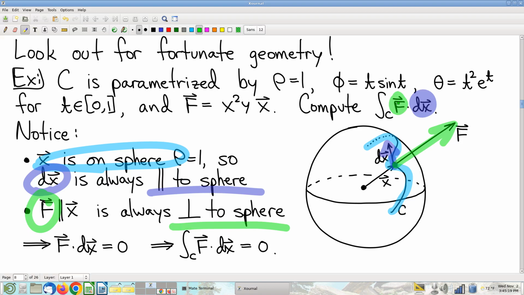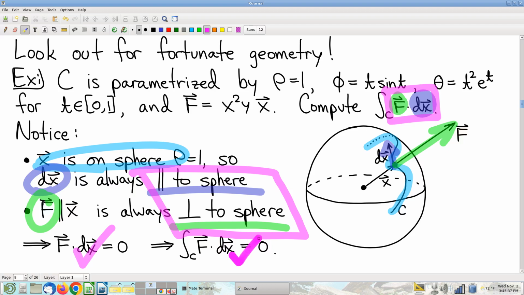Now look at the integral that we're actually interested in. I need to know about f dot dx in that integral. Of those two things, one of them is always parallel to the sphere, one of them is always perpendicular to the sphere. That means that they're always perpendicular to each other. That means that dot product is 0. That means we're adding up a bunch of zeros. That means our answer is 0. And we're done. No nasty trig, no ugly integrals to compute. Just boop, 0.